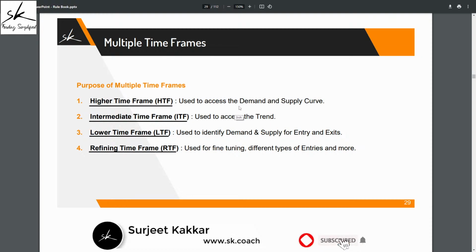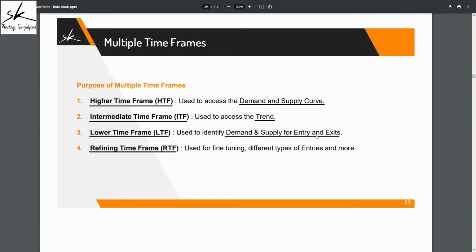Higher time frame is used for demand supply curve analysis. Intermediate is used for trend. Lower time frame is used for demand supply, to identify the zones for our entries and exits. So where are the demand supply zones where I'll be entering and exiting the trade? And the refining time frame can be used for multiple purposes, like fine tuning the zone, different kinds of entries, like your type 2, type 3 entries, or in case I need to apply some additional rules, that is also where this time frame can help us.